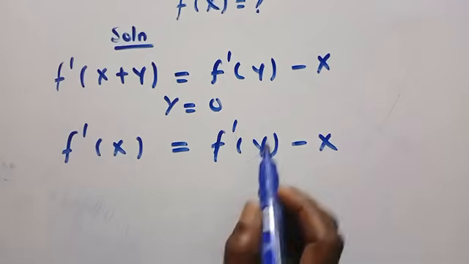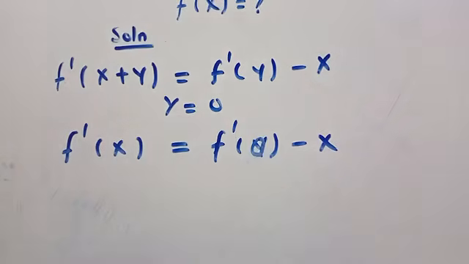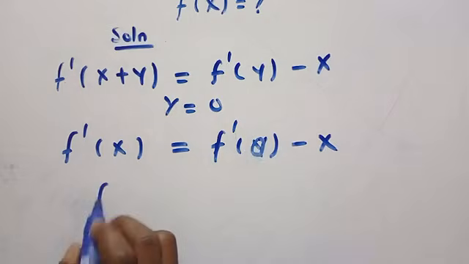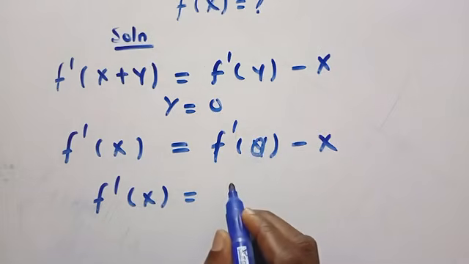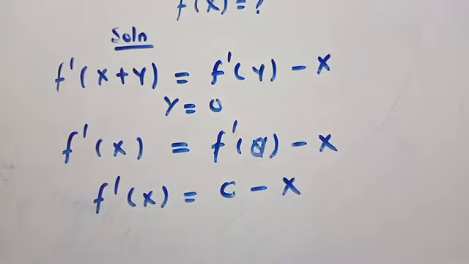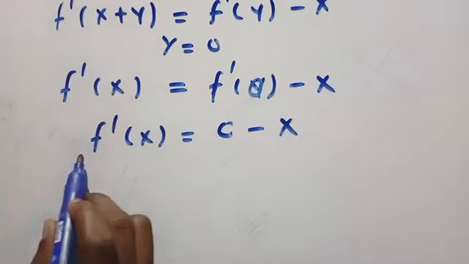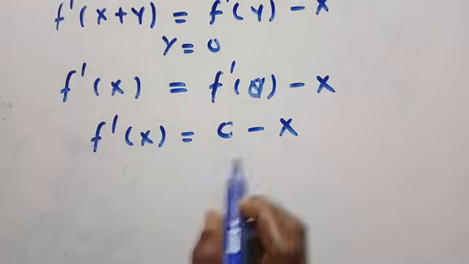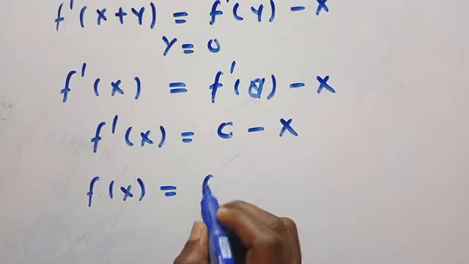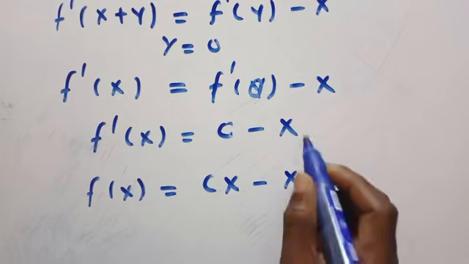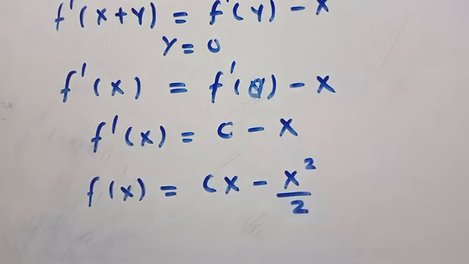Then we have this already 0, so we just change this one to 0, and this is the derivative of a constant, which gives us 0. Then we just consider this as a constant, so f prime of x equals a constant c minus x. Next, we have to take the integral of both sides. By integrating both sides, we have f of x equals cx minus x squared over 2.